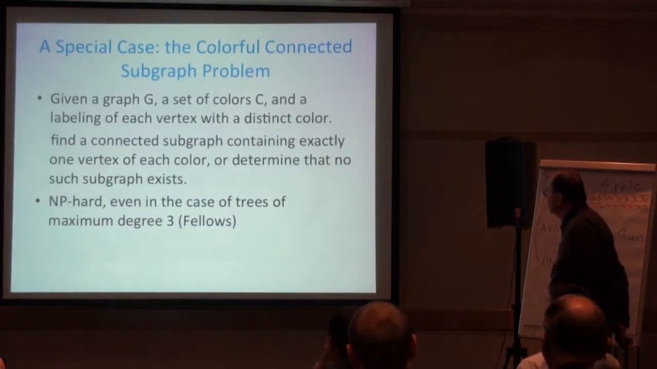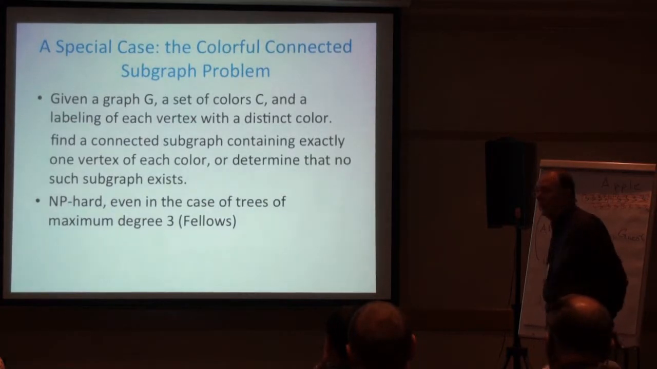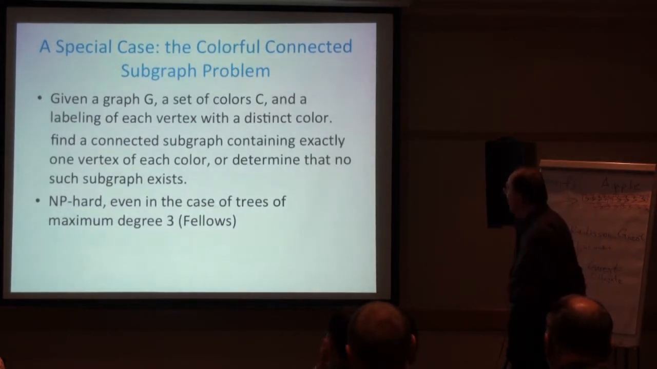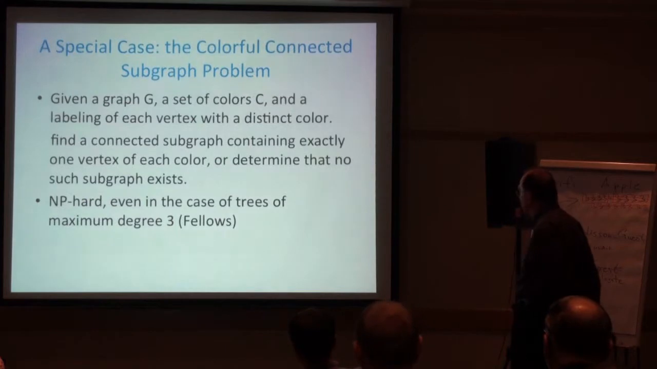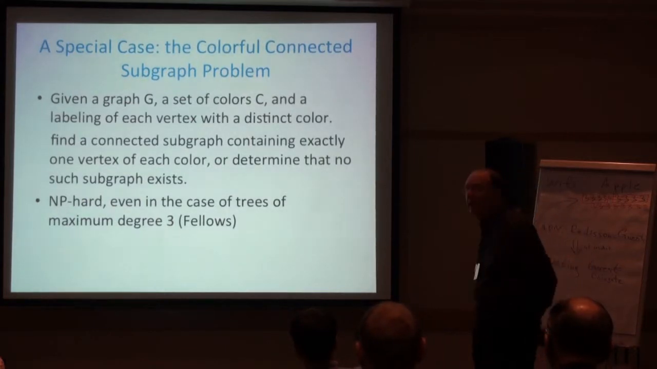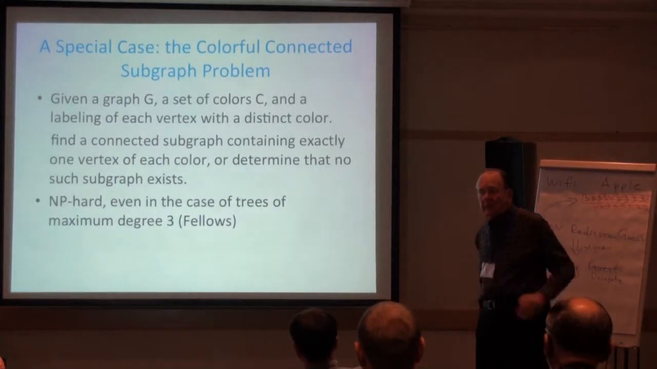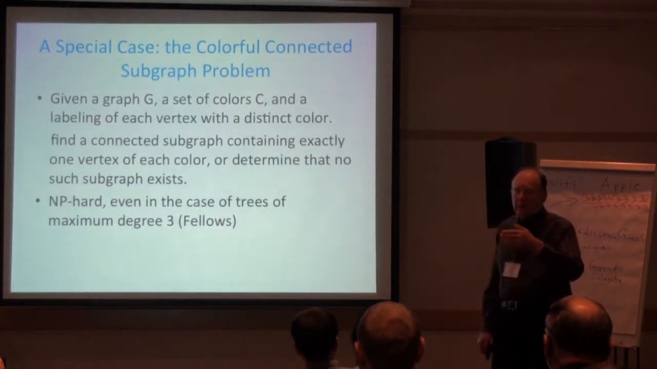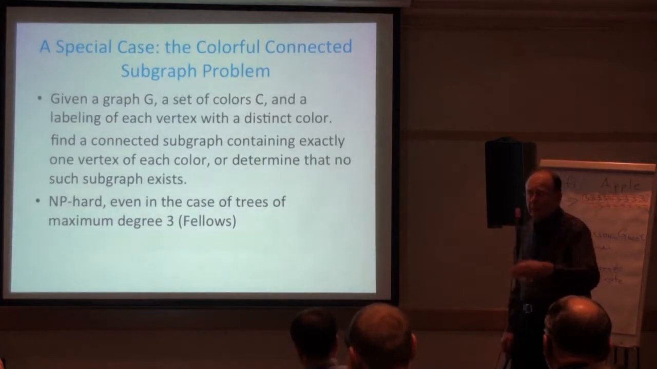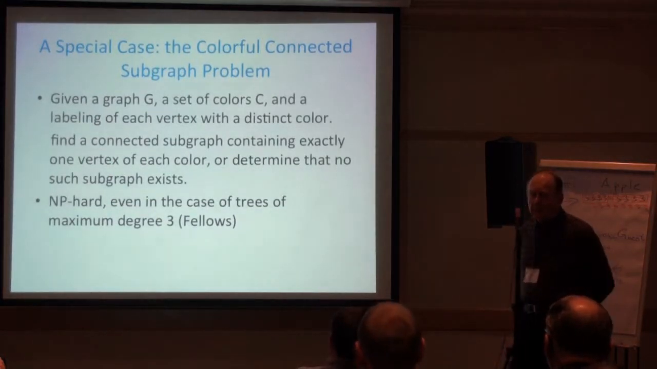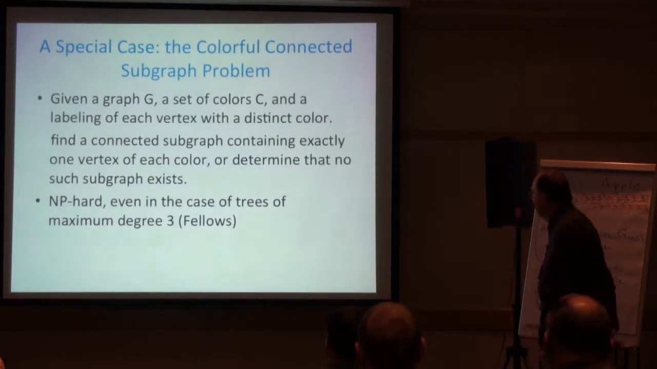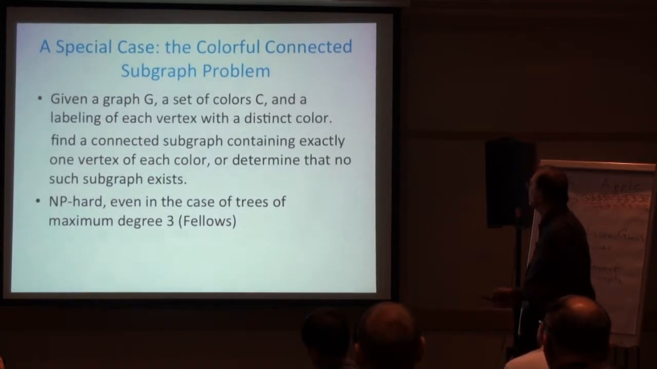And for simplicity, we'll convert this into a decision problem. We'll ask the following question. Given a graph and a set of colors and a labeling of each vertex in the graph with a distinct color, find a connected subgraph containing exactly one vertex of each color, or determine that no such subgraph exists. This problem can be extended to allow additional vertices so that you don't get exactly a perfect one-to-one matching. But here we'll ask for a perfect match. And this problem can be shown to be NP-hard even in the case of trees of maximum degree 3.